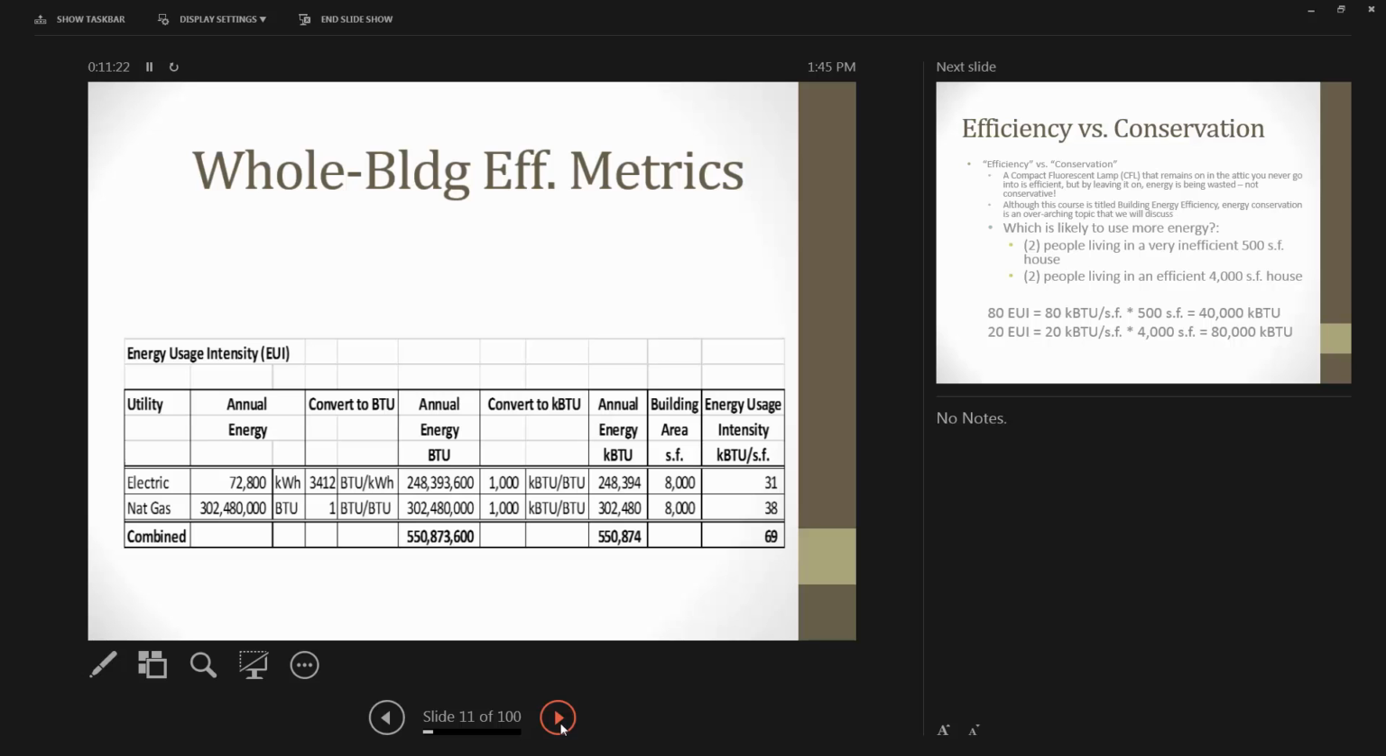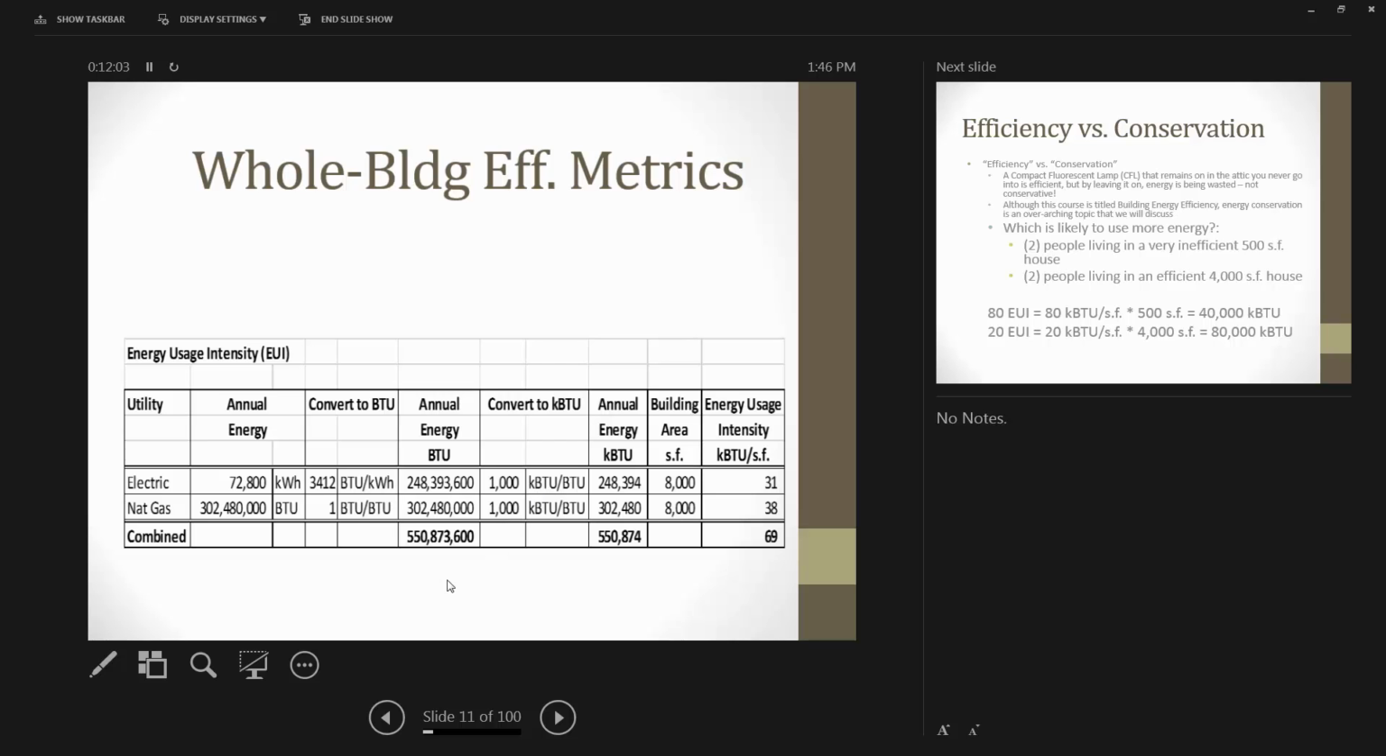So this is just a comparison for an 8,000 square foot building, and you can see the annual energy use. You've got the electric use and the natural gas use, and so back to that 3412 BTUs per kilowatt hour. You can see on that first line right there, in this energy use intensity, they're converting the kilowatts to BTUs, so now we have a common unit of measure for all the energy in the building. Make sense? Pretty straightforward.